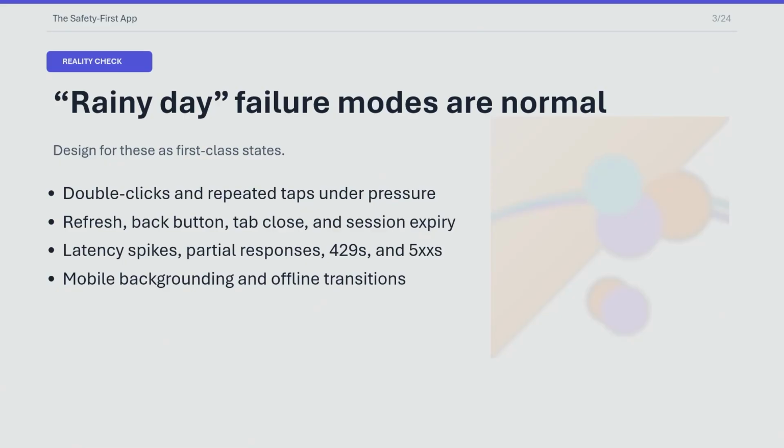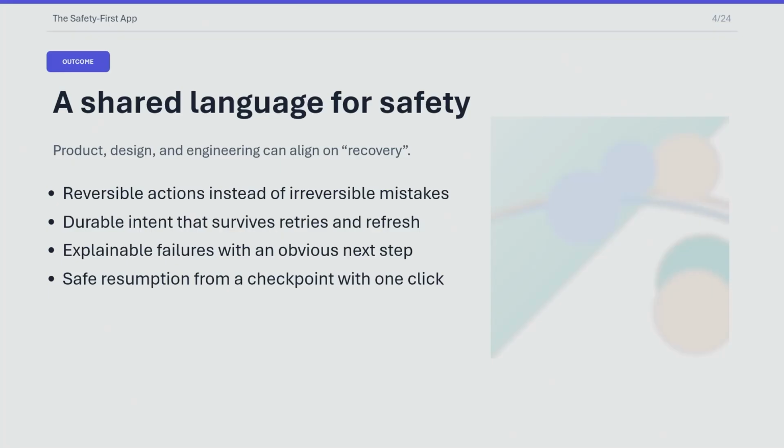There is also the possibility of latency spikes, partial responses, 429s, and 5xxs. Mobile background and offline transitions are also part of these. So what we need to do is create a shared language for safety so that product, design, and engineering can align on recovery.